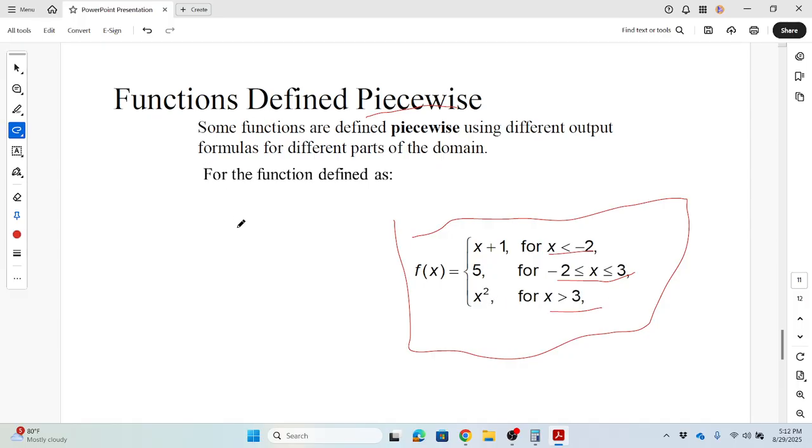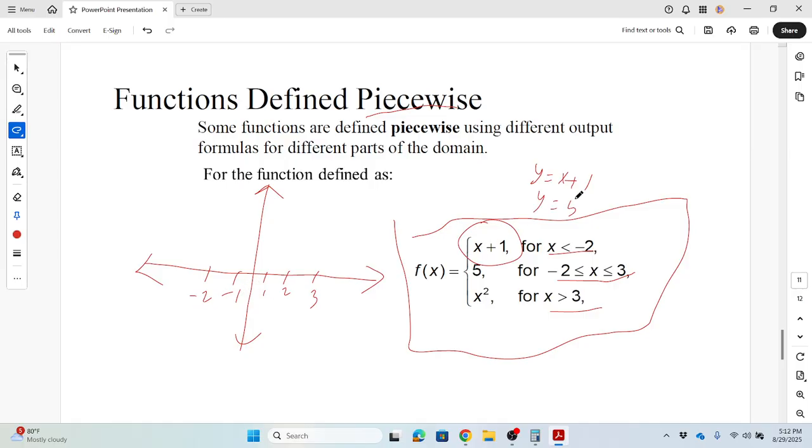So when we try to plot the graph, in the Cartesian coordinate system, for x less than negative 2, so let's say this is negative 2, and this is 1, 2, 3. The graph to the left side of negative 2 has to be this line. The graph has to be y equal x plus 1. Y means the function. From negative 2 to positive 3, the graph would be y equal 5. So from negative 2 to 3, it's easy. So y equal 5 means from here to here, it's like a straight line.